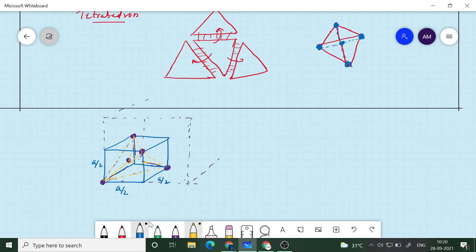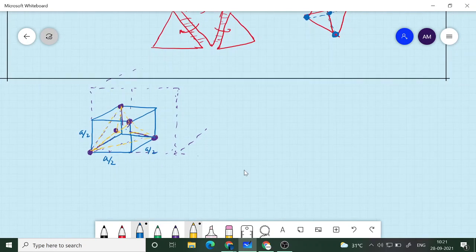So what did I say? You take a cube of a by 2 width, and then put 2 silicon atoms at the bottom like this. The top silicon atoms you put in a cross manner, and then put one at the body center of the a by 2 cube. So that will also give you the same. The point is that each silicon atom has 4 nearest neighbors.